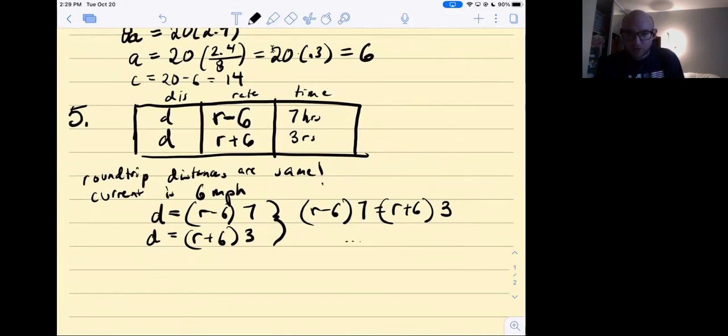Round trip distances are the same. Okay, so to solve this one, you just expand. The answer would be 15 if you did 7r minus 42 equals 3r plus 18. And then you subtract 3r, add 42, you get 4r equals 60. You get r is equal to 15. Okay.